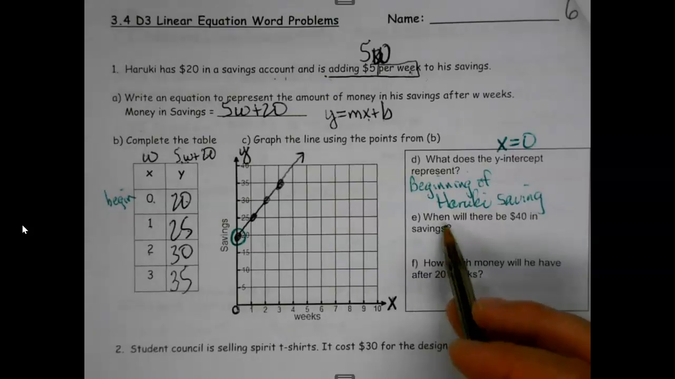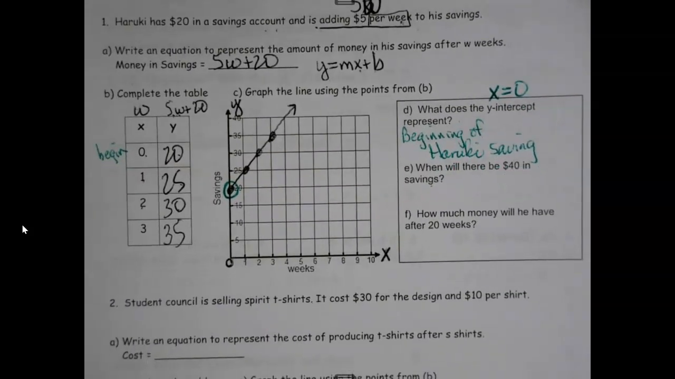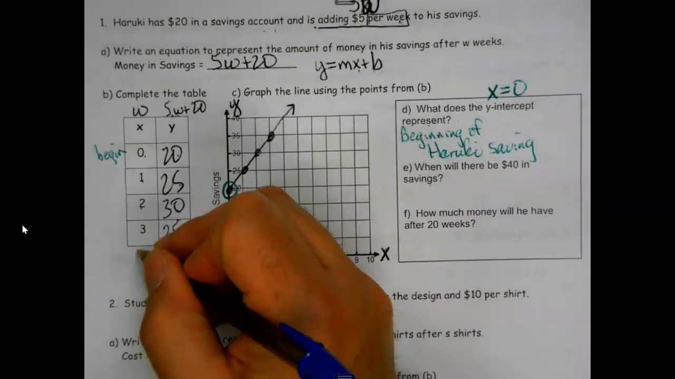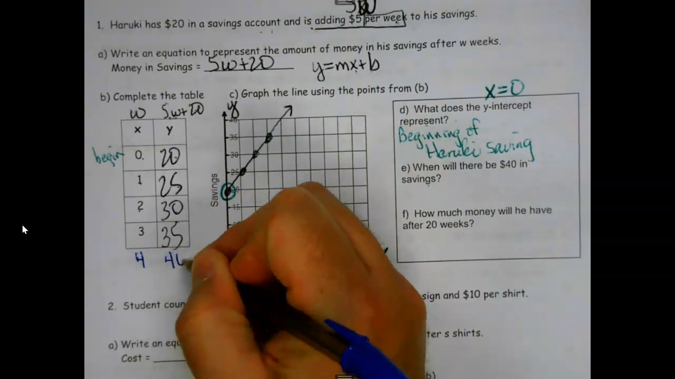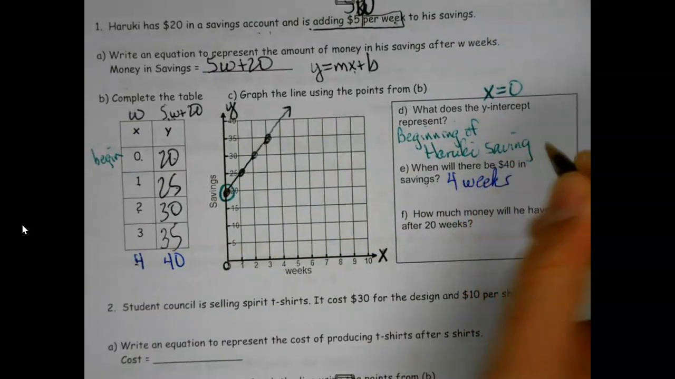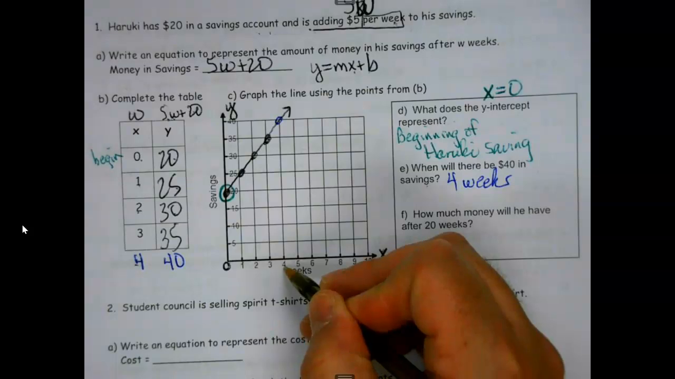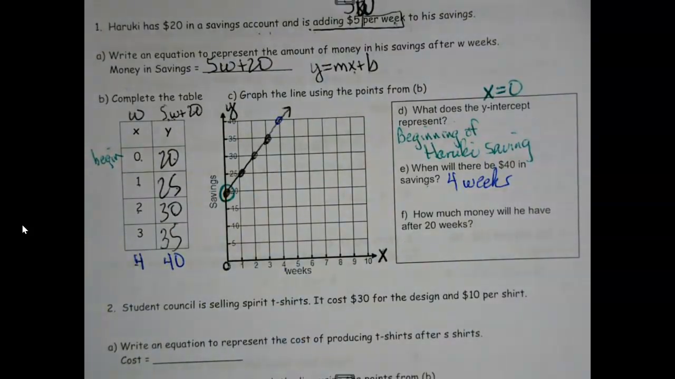So, okay, when will there be $40 in savings? I think this one we can hammer out pretty quick. How many weeks is it going to be before Haruki gets to 40? Okay, so if I were to kind of just extend this even one more and just keep adding 5, I could do it that way. If I looked at how my graph got extended and say, hey, there's the 40, there's my 4, got another option.